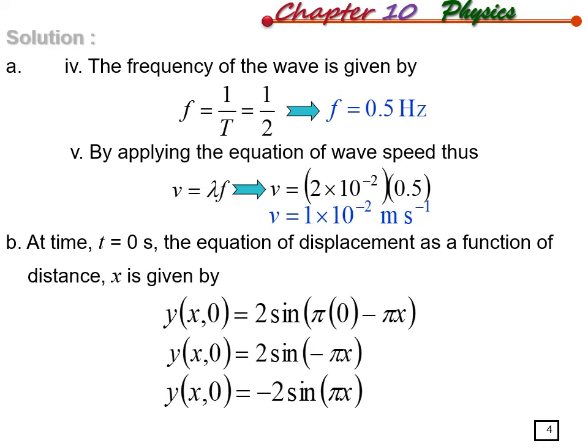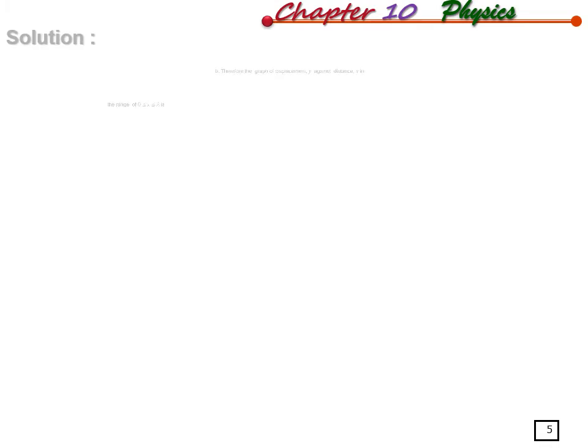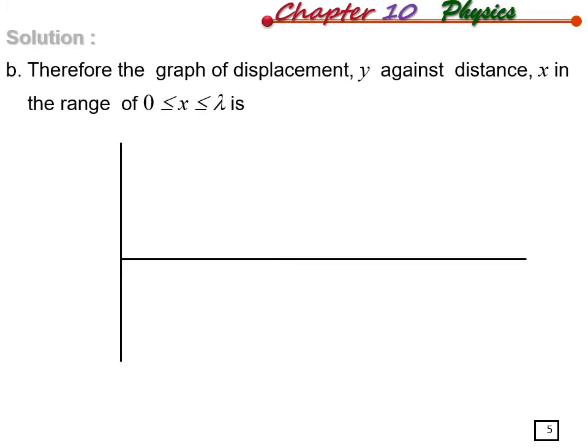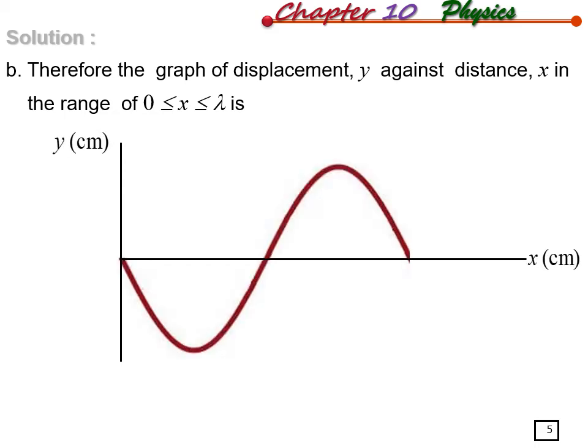Once we have the equation, we need to sketch a graph. The range is given from 0 until lambda, so the graph will start with negative amplitude. The amplitude is 2 and negative 2, and we just sketch for one oscillation only. From the previous calculation we know lambda is 2, so for one oscillation the length will be 2 centimeter.